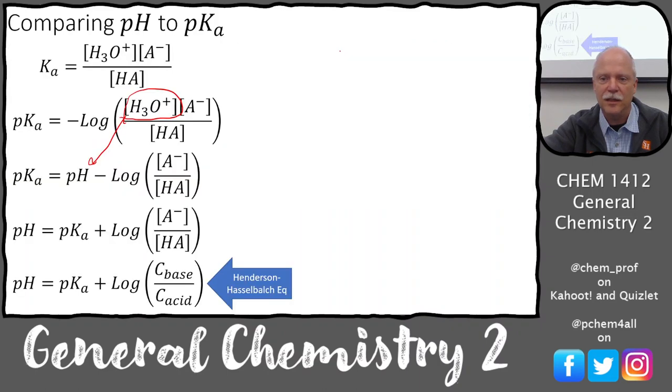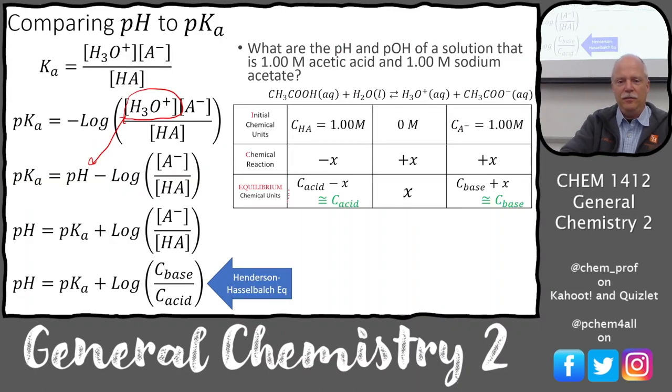Let me go back. Let's just do it right here. So the pKa for acetic acid is equal to the minus log of 1.8 times 10 to the minus 5. I think that's 4.74. Can you check my math on that real quick?